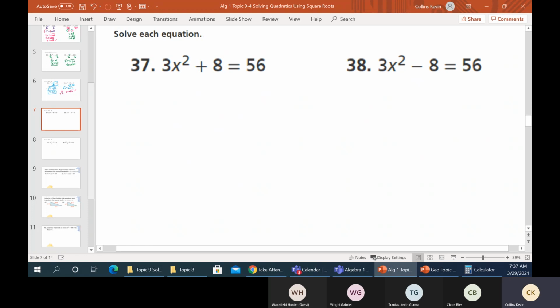Oh, now we're getting fancy. Check this one out. But it really isn't. If you get rid of the x squared and just make it x, if we had 3x plus 8 equals 56, standard operating procedure here, right? Let's start with the 8. What do we do with it? So we need to get the 8 to the other side. So what do we do?